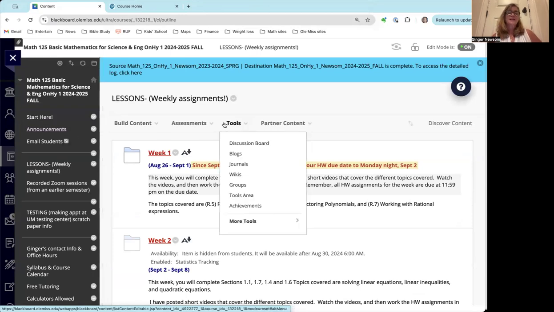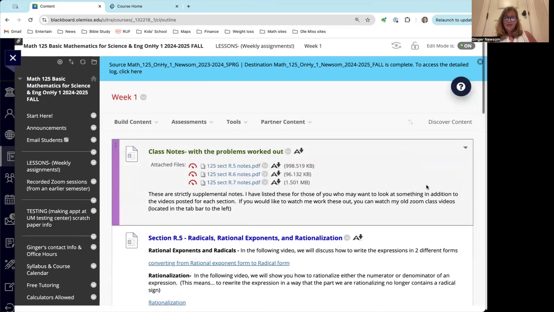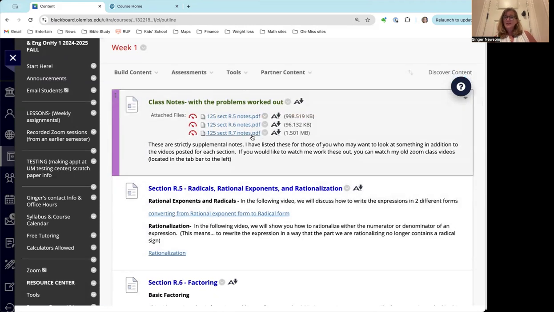Okay, so if I click on it, notice I've got it set up into the different weeks. So this is the first week. Of course, our dates, what's covered. But if you click on that, I just want you to see what they have. I've posted class notes. Now, these are notes of the things for the sections that I'm working in person. I have 4 sections actually in person here at Ole Miss. This is what I'm teaching in class, and these are notes with problems worked out. I posted them there because in the past, my online students have really liked to be able to look at the notes and problems worked out.